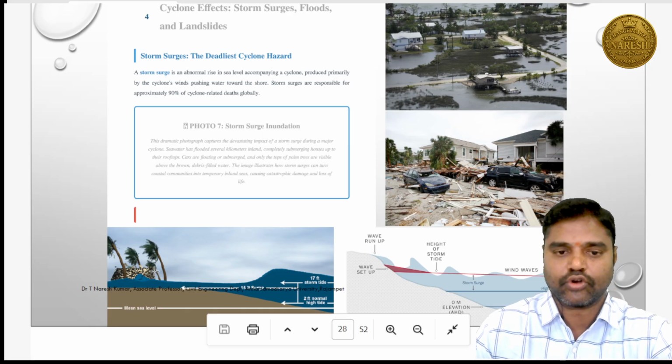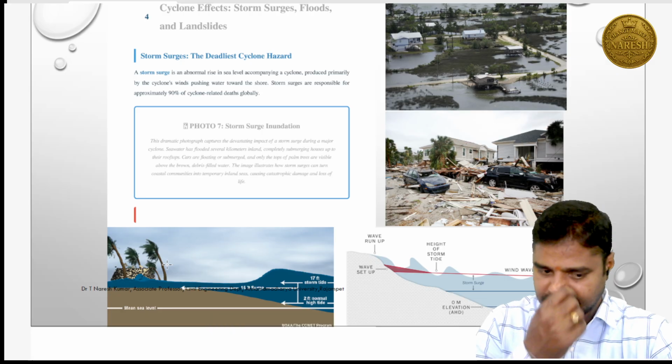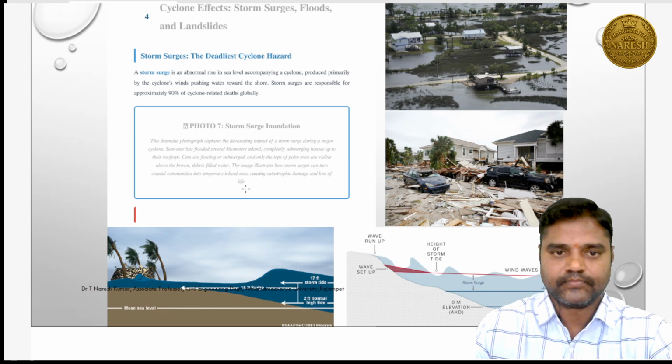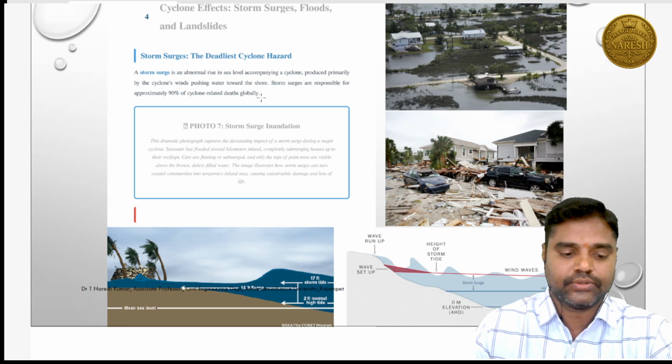Now when you see the storm surges, almost 17 to 20 feet of water comes to the coastal areas, and the total area will be flooded. The storm surge is an abnormal rise in sea level accompanying a cyclone, produced primarily by the cyclone winds pushing water towards the shore. Storm surges are responsible for approximately 90% of cyclone-related deaths globally. So this is one more thing.